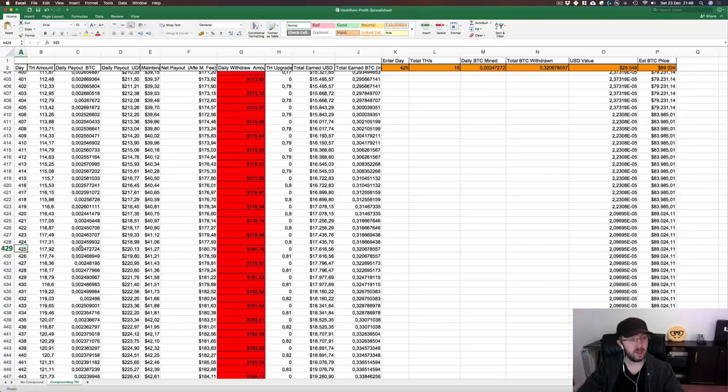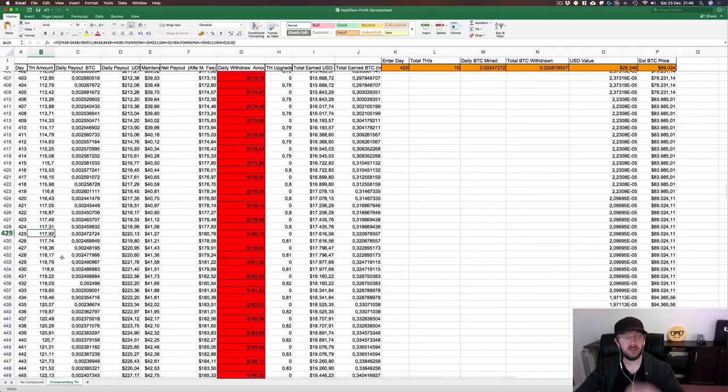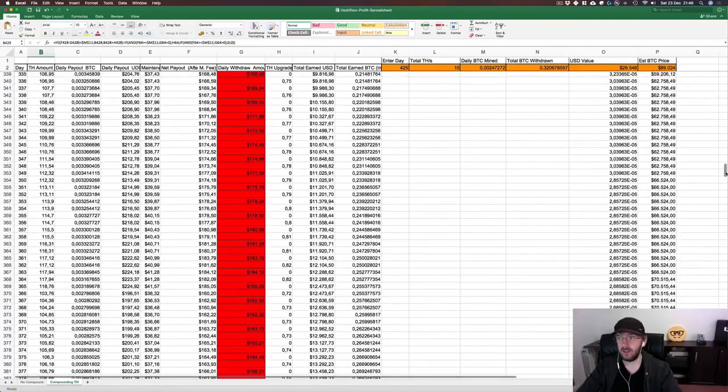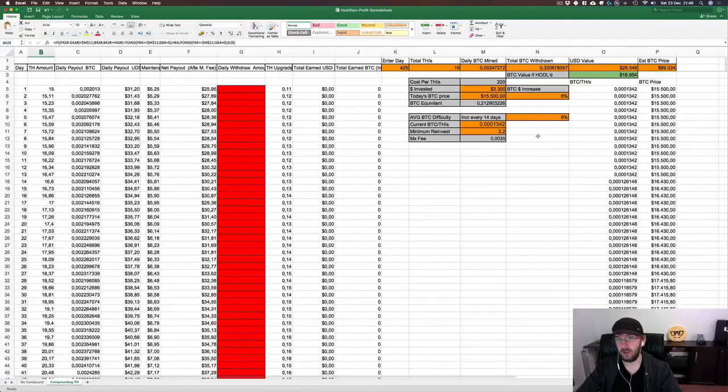But also, if you go to this day, 425, yeah, you can see here that we still have 117 terahashes, which means, if you don't reinvest anymore, you will still be getting a lot of passive income until your last contract ends. So I think this is a great example of the power of compounding and how we can actually make more money.